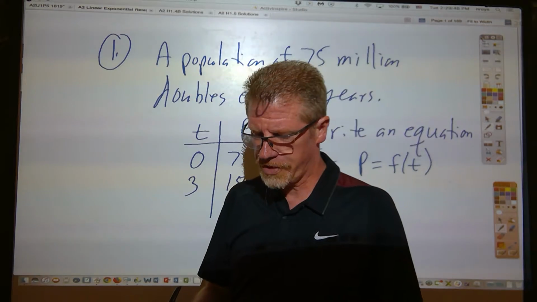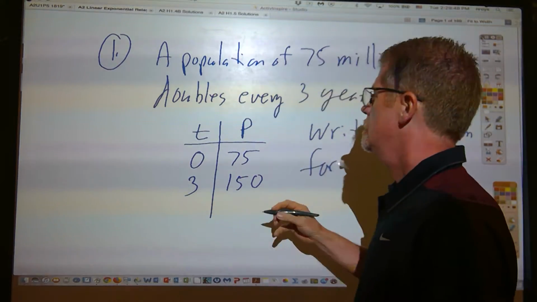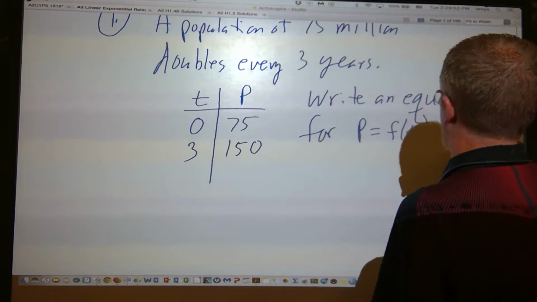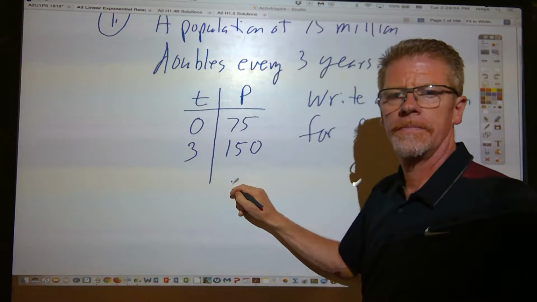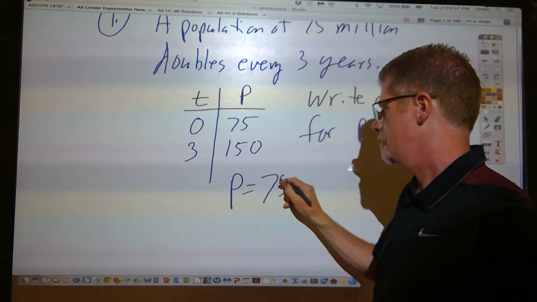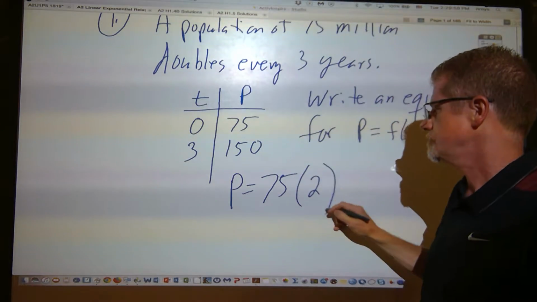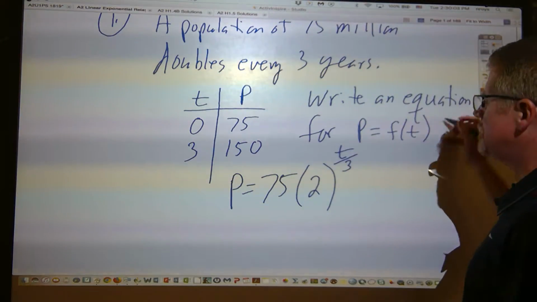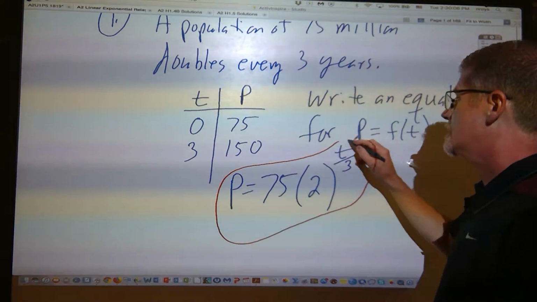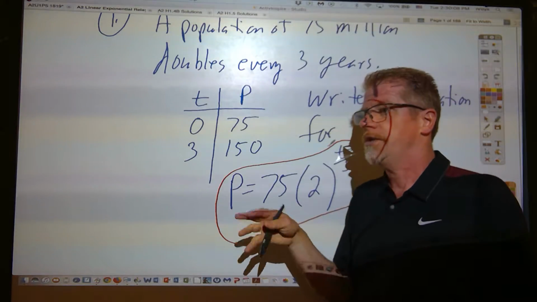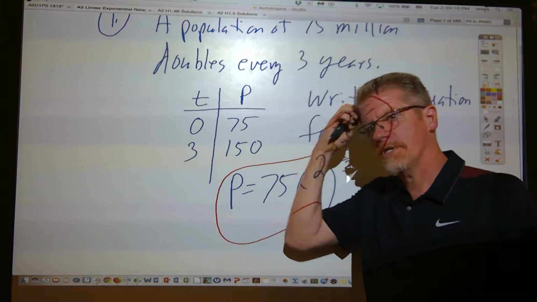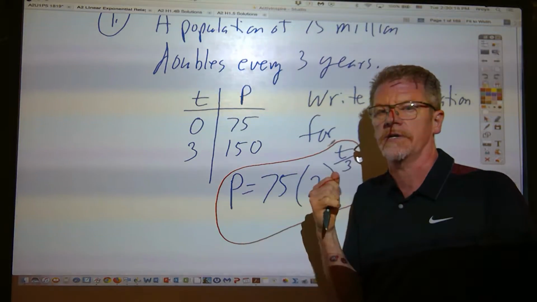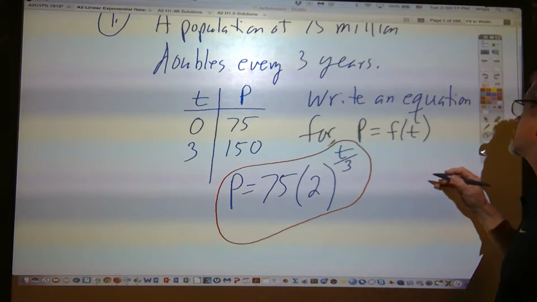Would you tell me, please, Shiara, what equation did you come up with for this? I have P equals 75 times 2 to the T over 3. P equals 75 times 2 to the T over 3 power. Now, this is actually correct, and this is probably the fastest. There are other ways to do it, like you could use the PERT formula to express the answer here. However, this is what I was hoping for.